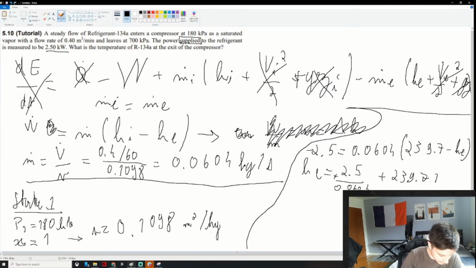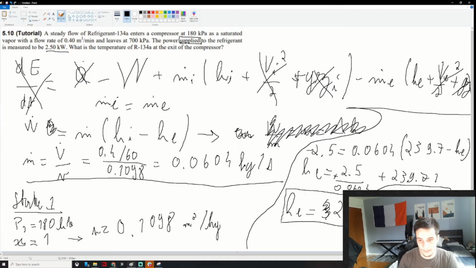And that gives us 281. So HE is equal to 281.1 kilojoules per kilogram. Okay. There we go. All right. So last step, we have specific enthalpy of 281.1 kilojoules per kilogram at the exit, and we have a pressure of 700 kilopascal.